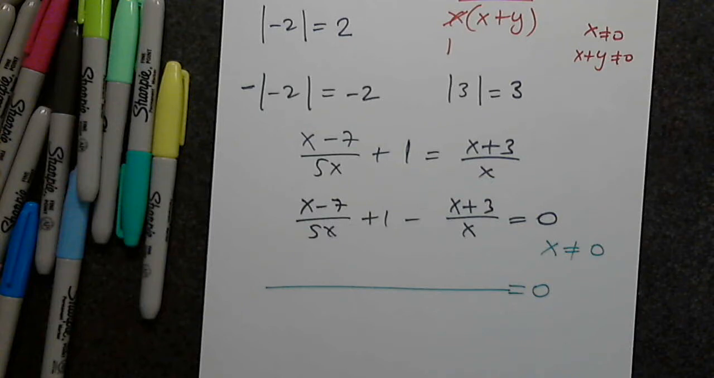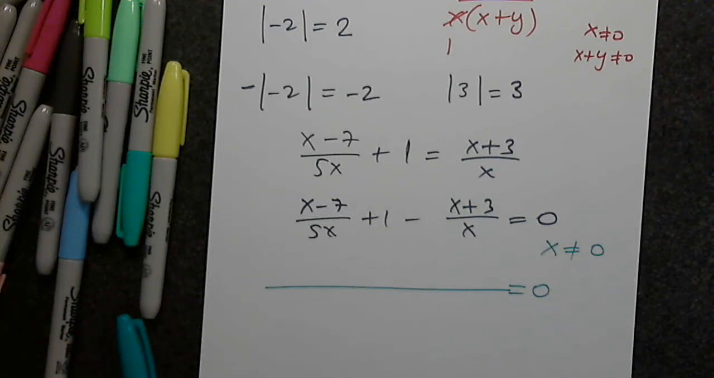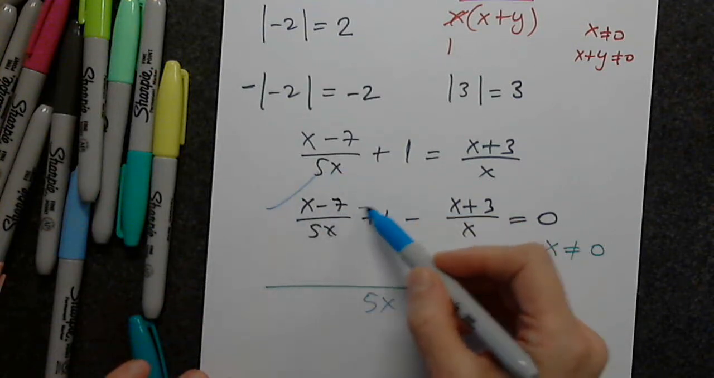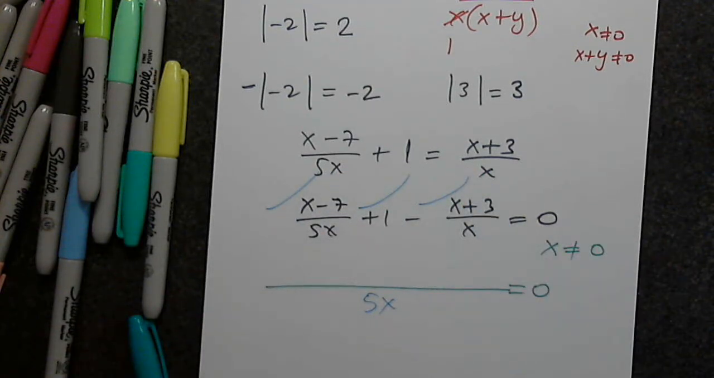I moved x plus 3 over x to the other side by changing its sign. What now? Can anyone give us the least common denominator? And remember, if there are 10 factors in the denominator, all 10 have to be in the LCD. If there is only one, then there is only one. 5x. Do you all agree with 5x?